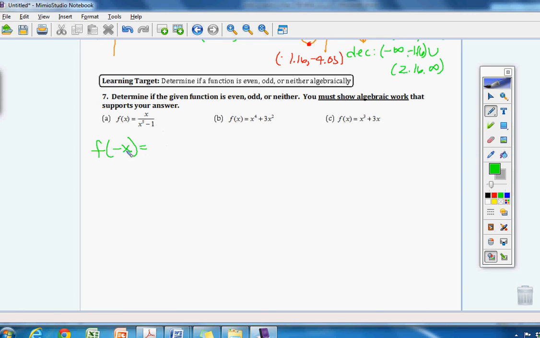So if I plug a negative x into this function, my numerator will become negative x. If I have a negative x or any negative number and I raise it to the 5th power, which is odd, it's going to stay negative. And I don't do anything with this negative 1. So I have a change, and this stayed the same, so this is neither.